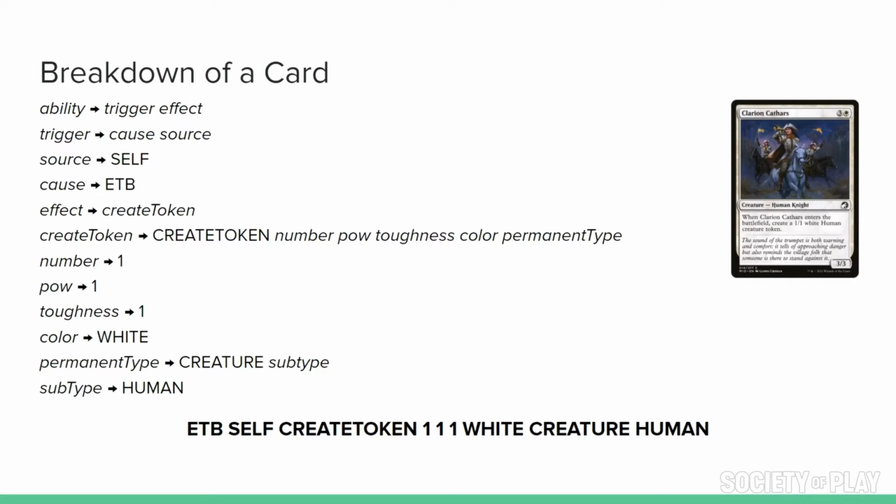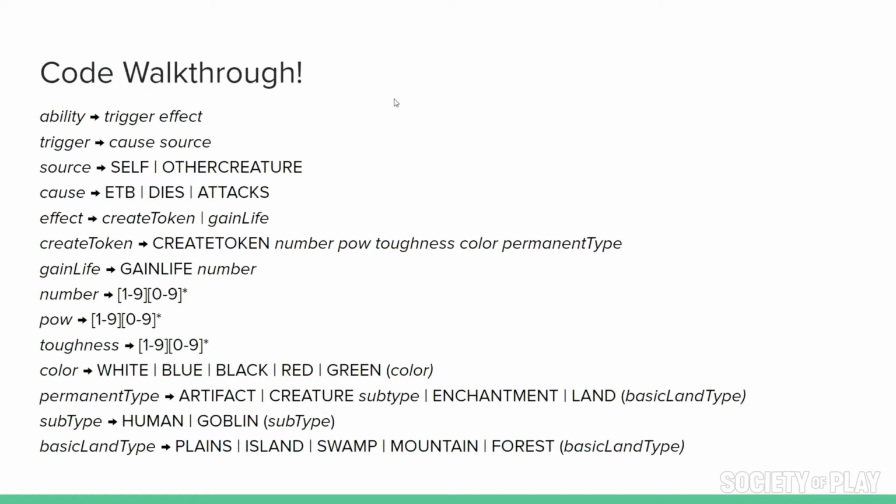But we want to do more than just make this specific card and nothing else. So I'm going to show you a slightly more complicated grammar. It's got the same basic variables, but now we can trigger off of other creatures entering the battlefield. Other creatures doing something, including entering the battlefield, dying, or attacking. Our effects can now be to create tokens or to gain life. We can have any number within those 3 variables. We can have all the colors of magic. We can have all sorts of subtypes and permanent types. We can do all sorts of stuff with this as long as we code it, which is what I'm going to show you guys now.